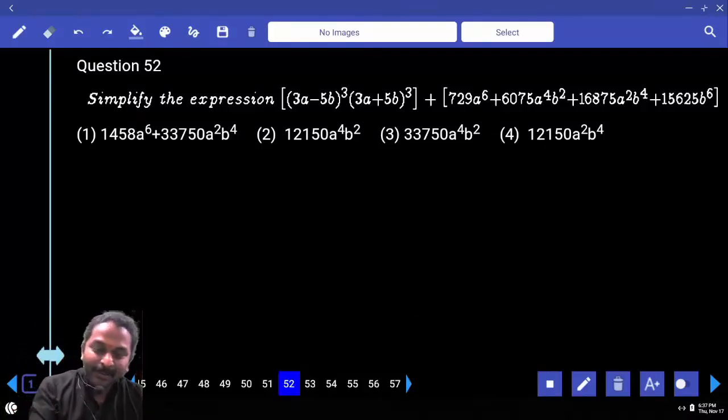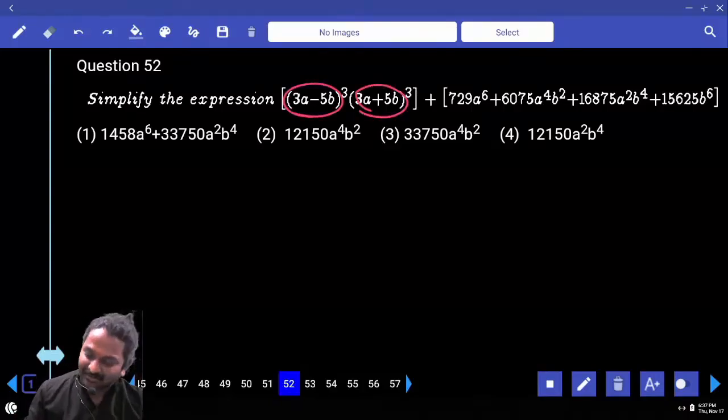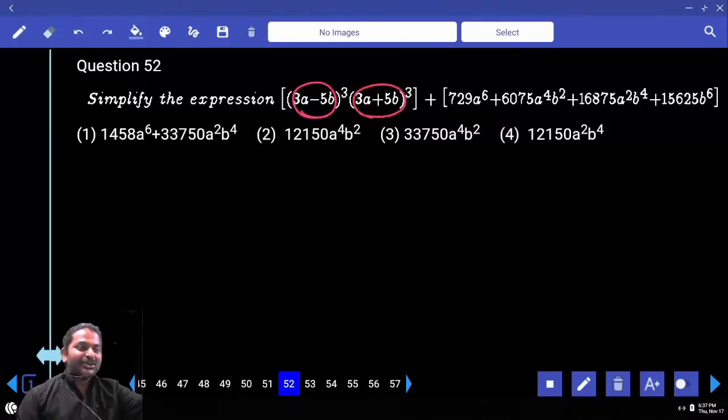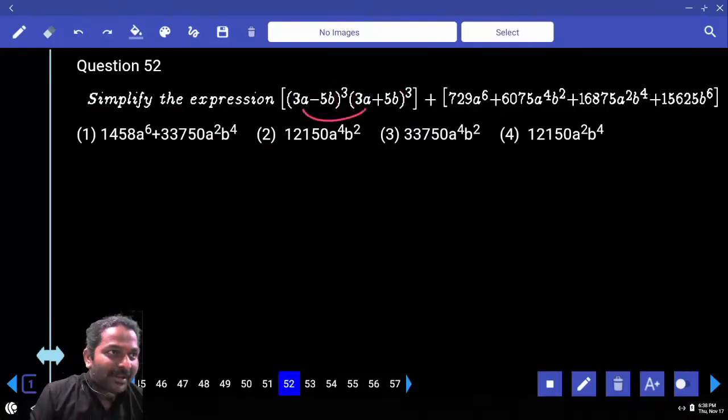Let's see. It is A, and it is not AB. AB already is there, but let's treat it as X, and this as Y. It is in X cube minus Y cube format, right? Can we write it as X minus Y whole cube? 3A into 3A is 9 A square.